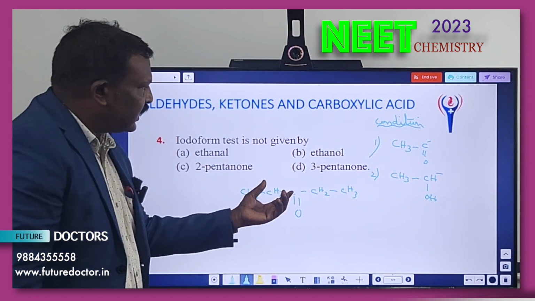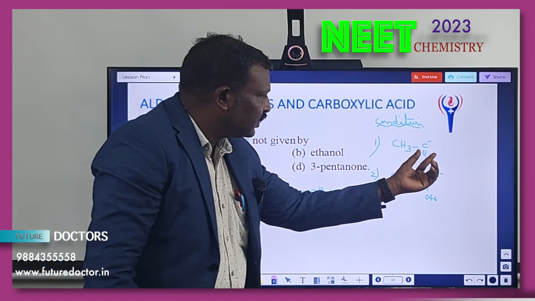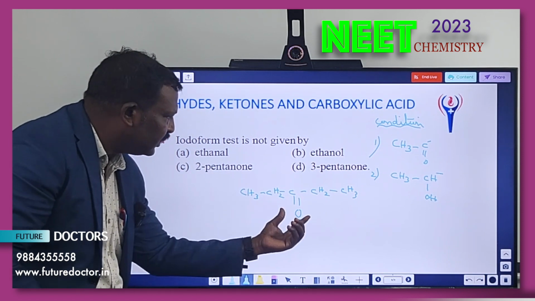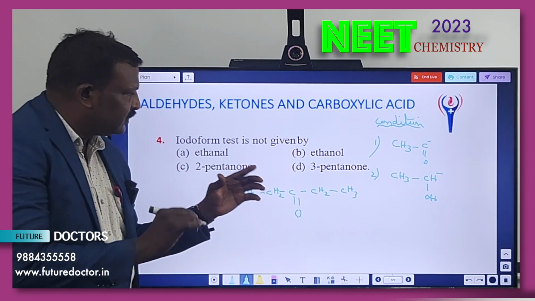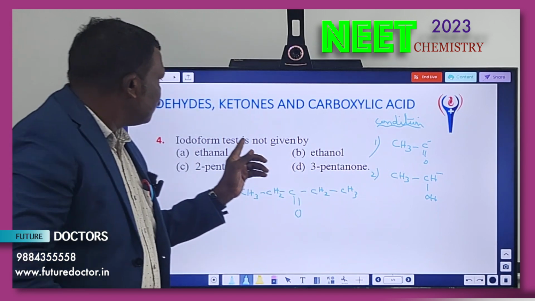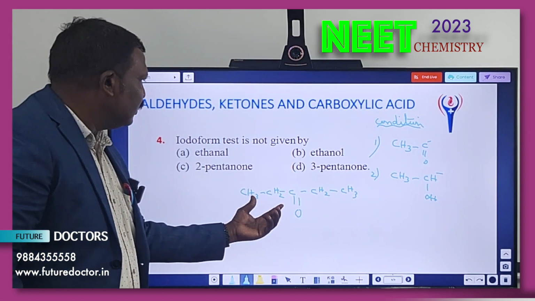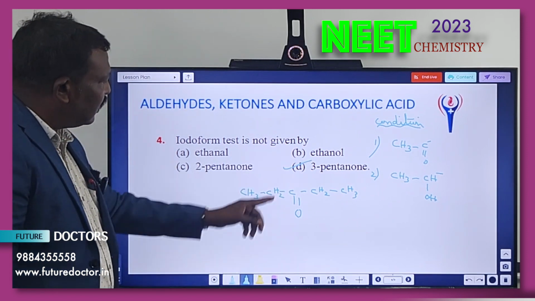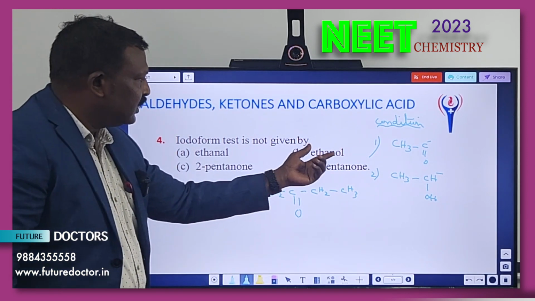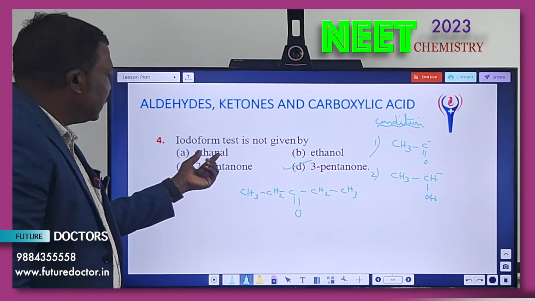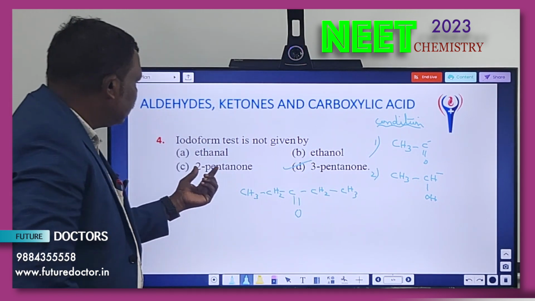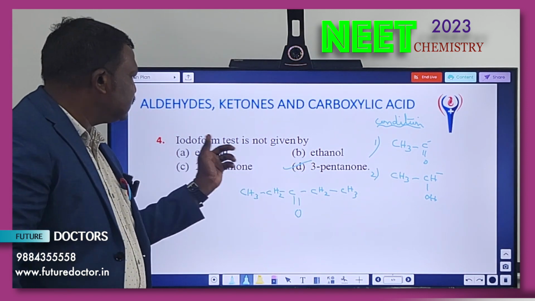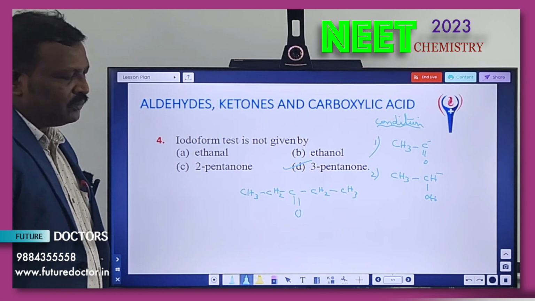But actually what is the condition? The compound should have methyl ketone. But this is ethyl ketone. So actually only methyl ketone can undergo the iodoform test. See, this is called ethyl ketone, no? So the answer is what? Not given by. Ethanol also, this group will be there. 2-pentanone also, this group is there. But not given by means the answer is D, the correct one.